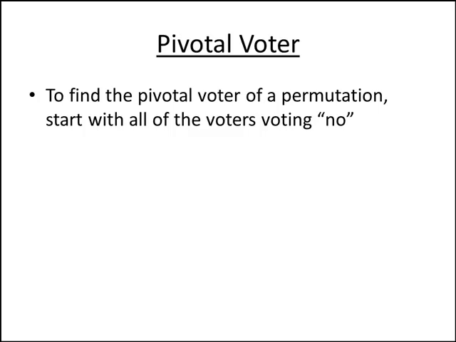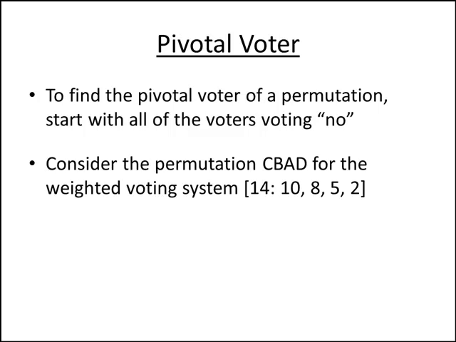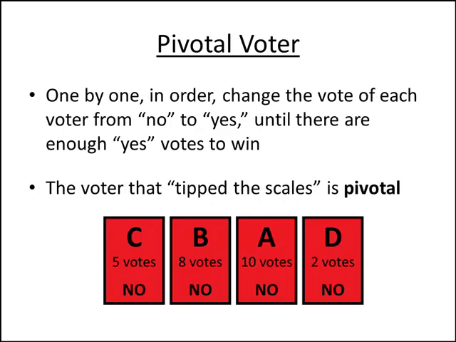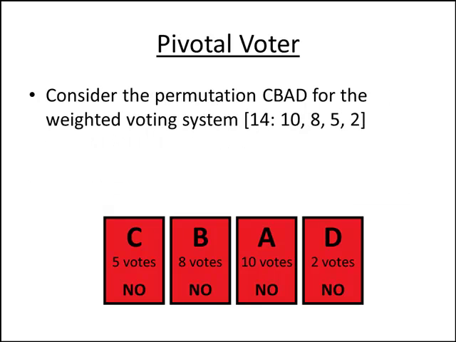To do this, first we start with all of the voters voting no. So for example, we could consider the permutation CBAD for this weighted voting system. We start with all the voters voting no. And one by one, in order, we change the vote of each voter from no to yes until there are enough yes votes to win. And the voter that tipped the scales is what we call the pivotal voter. Let's see how this works for this permutation.